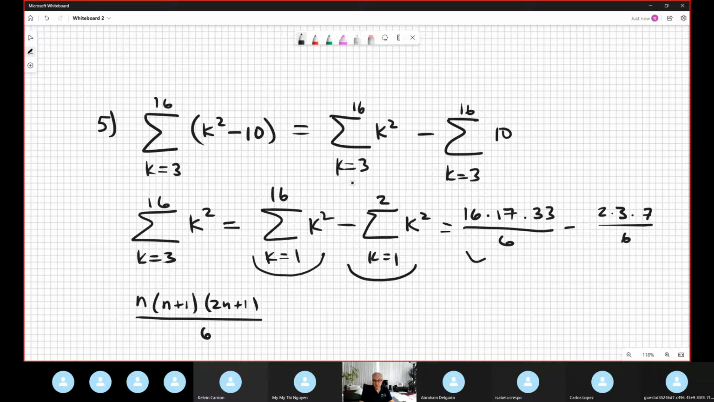When I compute that part in the calculator, maybe the answer is 1496. And here 6 and 6 cancel out. 2 times 3 times 5 is 10. So it's 1496 minus 5, which is 1491. Okay, there you go.